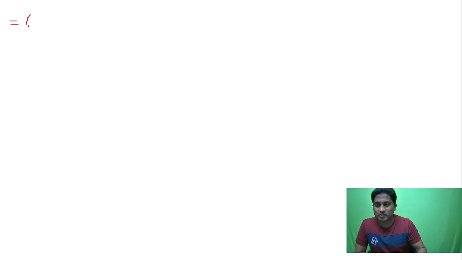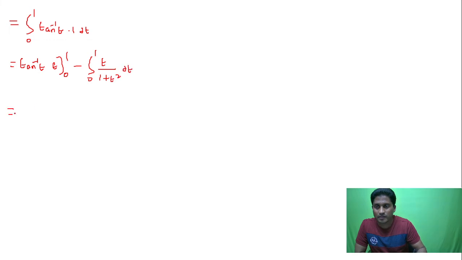That is, I'll write this as 0 to 1. Tan inverse of t can be written as tan inverse of t into 1, and let us use by parts. First function is tan inverse of t. Integration of dt is t, minus the integral of second, and differentiation of tan inverse of t is 1 by 1 plus t square, and then dt. Upper limit will be equal to 1 into tan inverse of 1. Anyways, lower limit is 0. Divide by 2 and multiply by 2: 0 to 1, 2t upon 1 plus t square, and then dt.